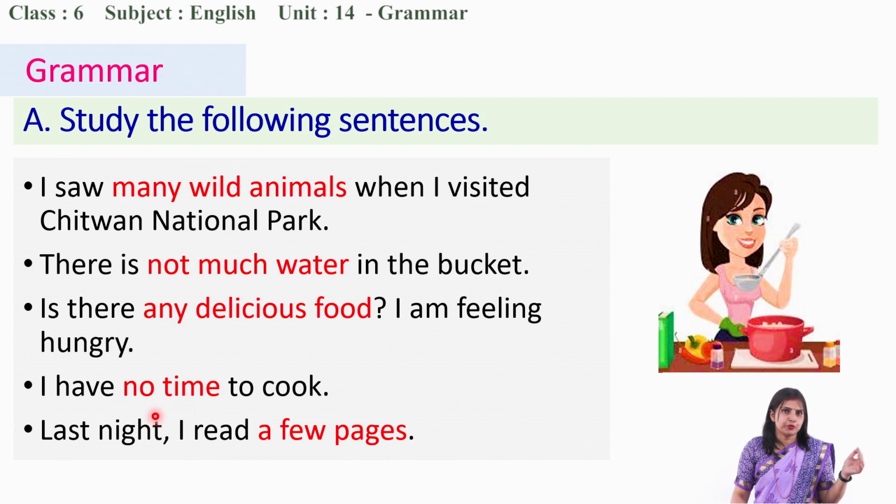I have no time to cook. Let's order from the restaurant. Because there is no time. I don't have time to cook. Okay, so time is uncountable. So no has been used. But no can be used with, yes, good, you remember it, countable also and uncountable also.